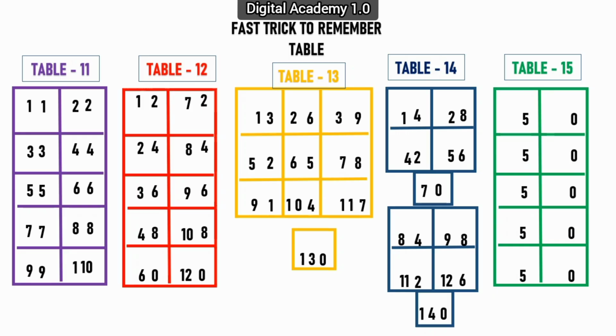First row odd, 1, 3. Second row even, 4, 6. Third row 7, 9. Fourth row, 10, 12. And the last row 13, 15 finish the table. Hence it becomes the table of 15.